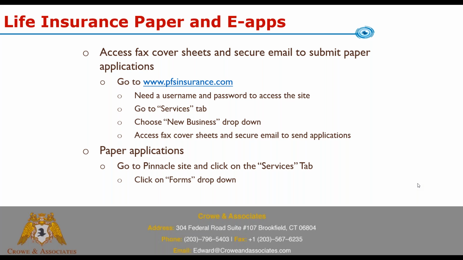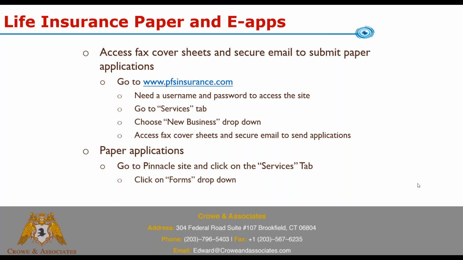So first, like I said, we'll go through and then I'll do the example on the actual site at the end. So you go on Pinnacle's site and they have tabs across the top. If you want to know where to submit a paper application, so getting the fax cover sheet, or Pinnacle offers free secure email, which when you email apps, you're supposed to send it secure, you simply go to the Services tab and you choose the New Business drop-down. And that will, on that page, give you everything: the PDFs of the fax cover sheet, the fax numbers, the link to the secure email, everything you would want is on there to submit a paper application.